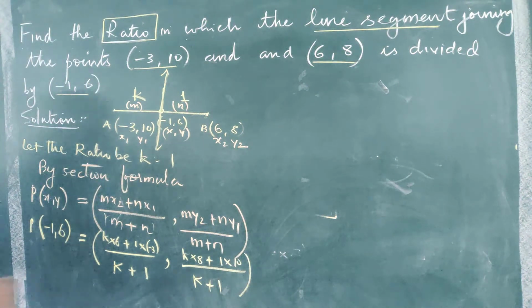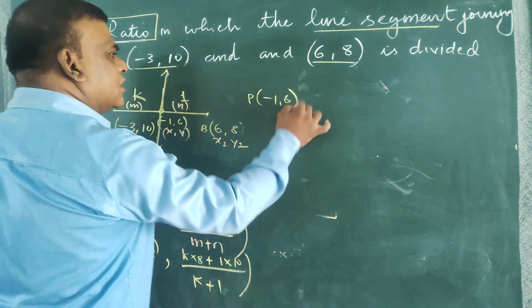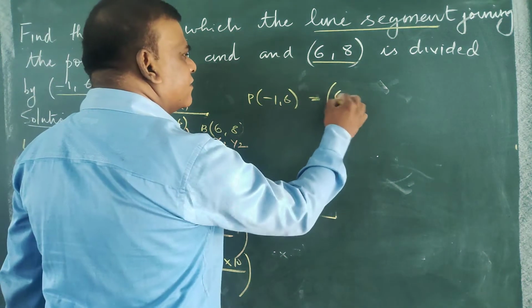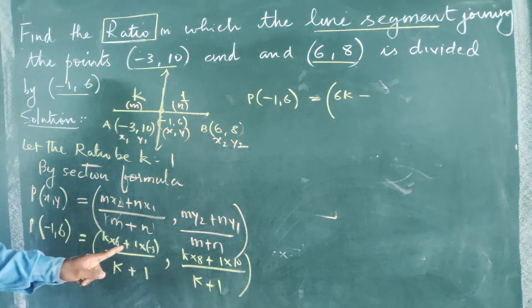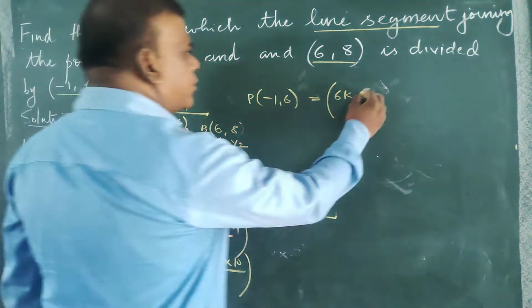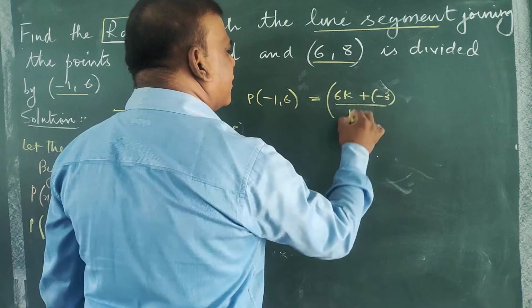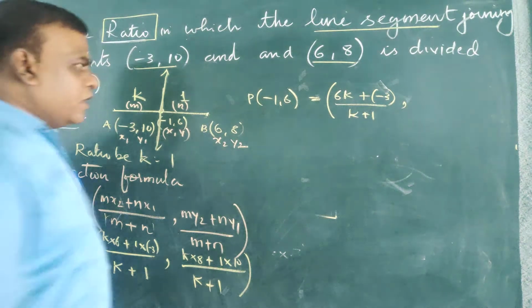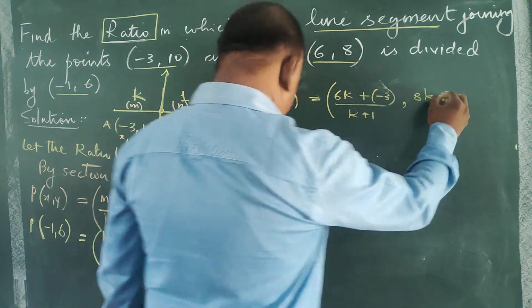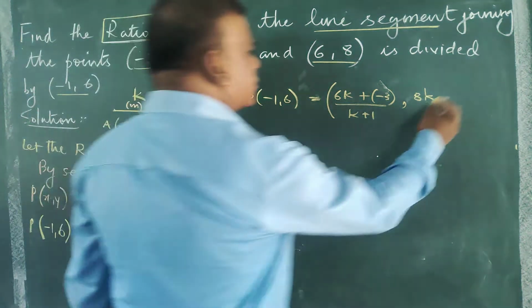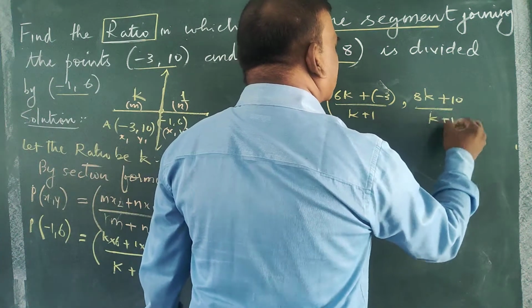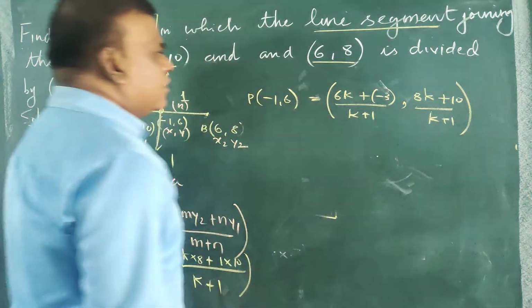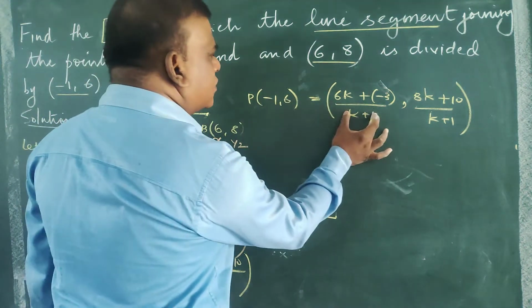So next, (-1, 6) is equal to, let us solve this. This is 6 into k, this is 6k, plus 1 into -3, so it becomes 6k minus 3 by k plus 1, comma, this is k into 8, it becomes 8k plus 1 into 10 becomes 10, by k plus 1. So the coordinates P(x, y) must be equal to this one. That means the value of this x must be equal to this and the value of this y must be equal to this.